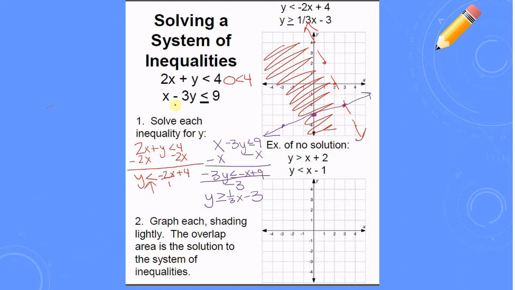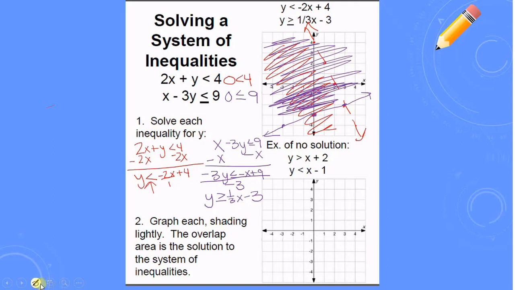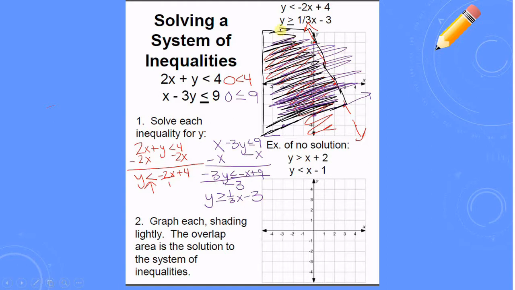Now let's do the purple side. Let's plug 0, 0 in just like we did before. So I'm going to get 0 is less than or equal to 9. Is 0 less than or equal to 9? Yeah. So we're going to shade on the side of 0, 0. So now, where my purple and my red intersected is where my answer lies. So right here is where my intersection is, that's my solution, my region of solutions.